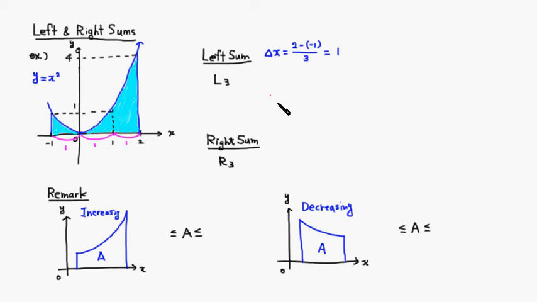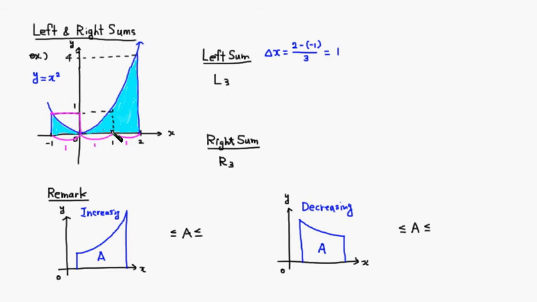Here's how we draw a rectangle. For the left sum, for each subinterval, so from -1 to 0, we're going to use the left endpoint and go up to the graph and use that value as the height of the rectangle. So use the left value to determine the height. This is the approximating rectangle.